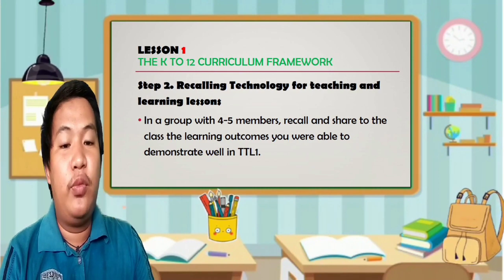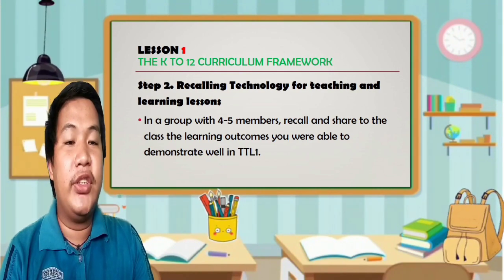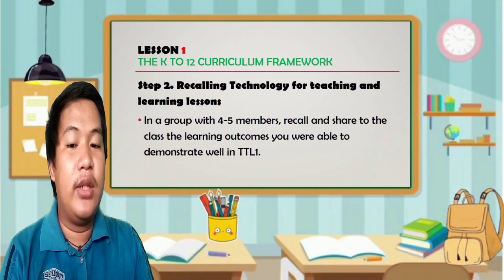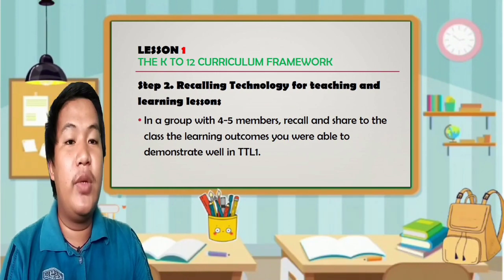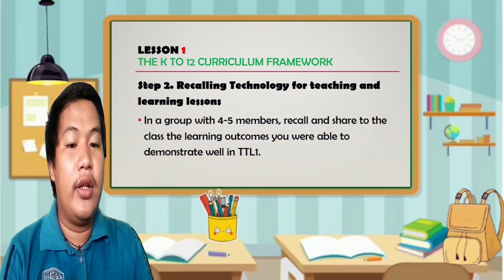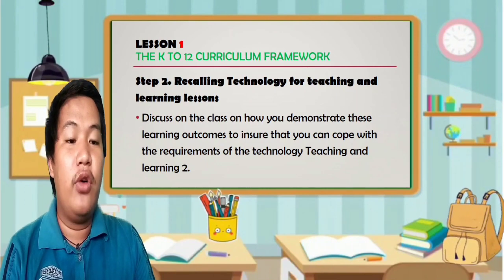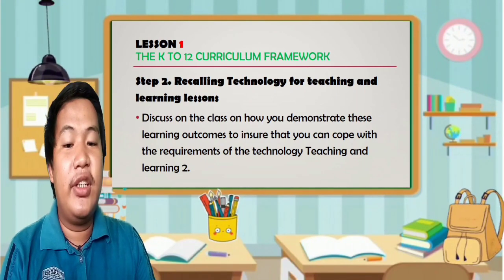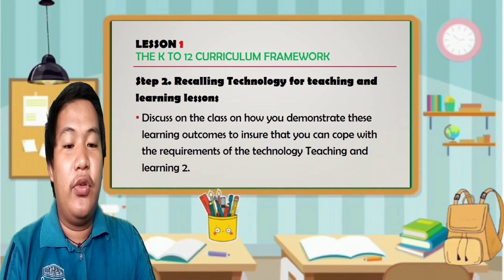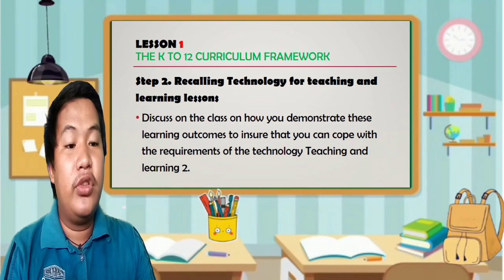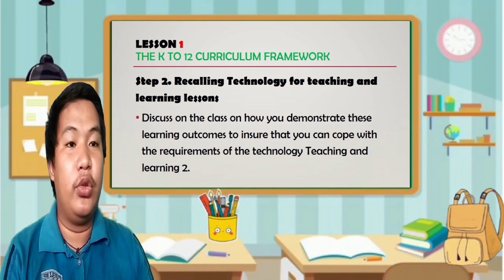Step 2 in the K-12 curriculum framework is recalling technology for teaching and learning lessons. In a group of 4 to 5 members, recall and share to the class the learning outcomes you were able to demonstrate well in TTL1. Discuss as a class how you can demonstrate these learning outcomes to ensure that you can cope with the requirements of technology for teaching and learning too.